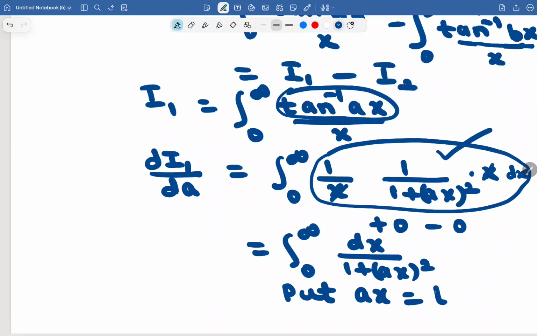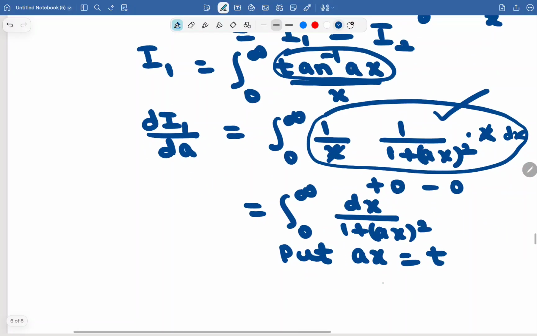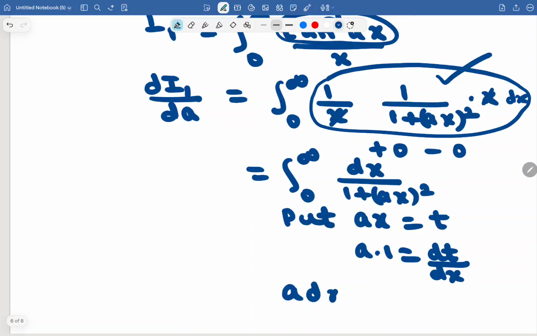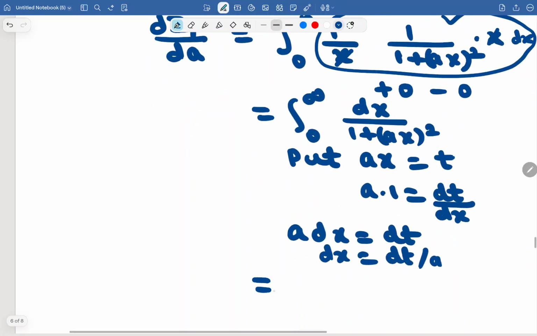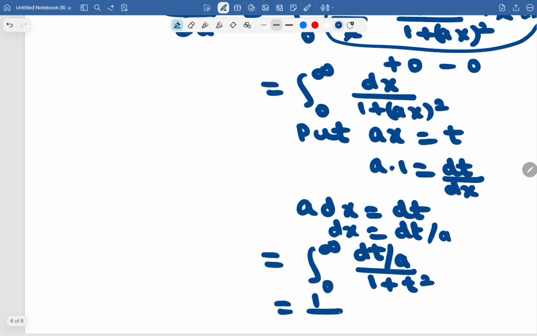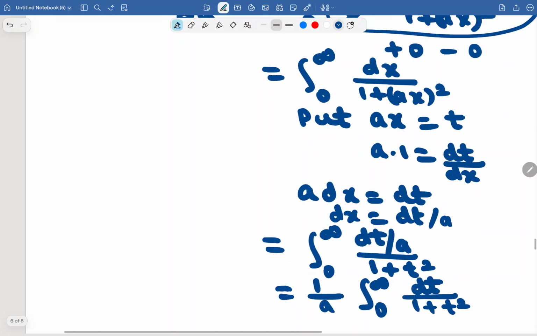Put ax as some t, a dx equivalent to dt, dx equal to dt by a. Therefore, integral 0 to infinity dt by a (1 plus t square), which is equivalent to 1 by a integral 0 to infinity dt by (1 plus t square).